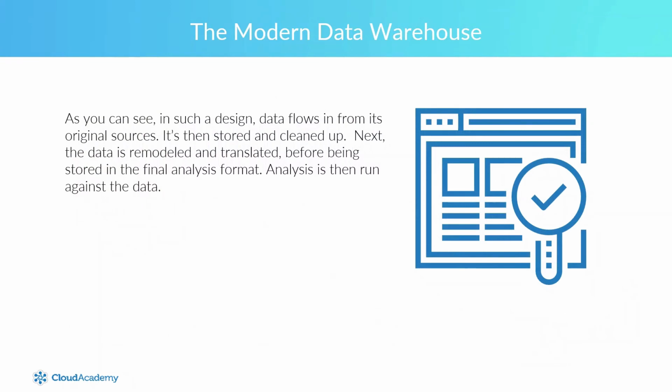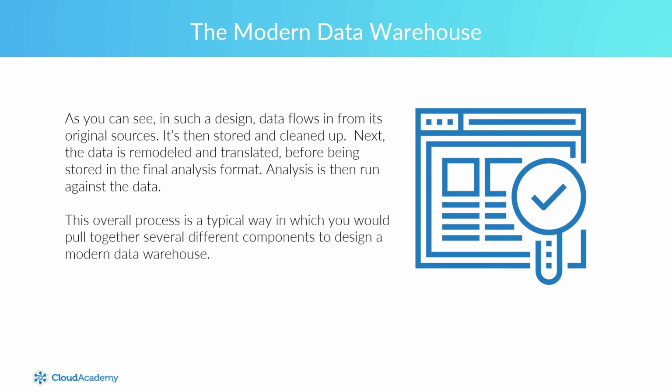As you can see, in such a design, data flows in from its original sources. It's then stored and cleaned up. Next, the data is remodeled and translated before being stored in the final analysis format. Analysis is then run against the data. This overall process is a typical way in which you would pull together several different components to design a modern data warehouse.